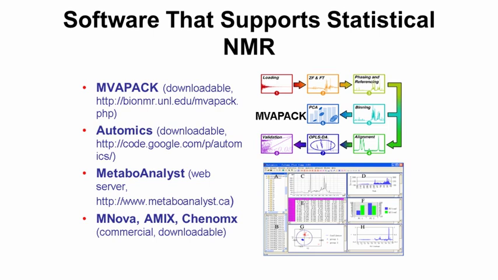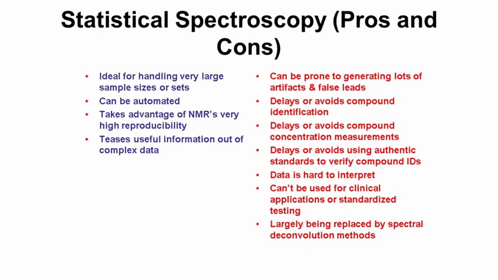Now, I'm talking about statistical spectroscopy partly for historic reasons, because it is not an area where there's a lot of advancement, and it's one area which I think is largely getting replaced by spectral deconvolution. However, it does have some advantages. It's ideal for handling very, very large sample sizes or sets, so tens of thousands of samples. That's generally too hard for an individual to deconvolute using software like Chenomx or AMIX or even Bayesil. So in that case, you might want to use statistical spectroscopy. In that regard, if it's done well and programmed well, you can automate components of it.